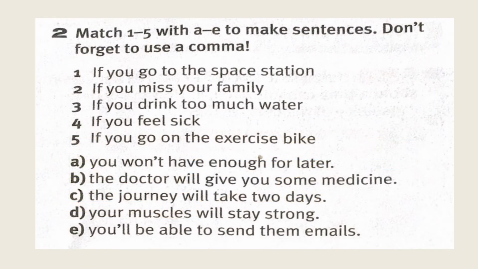Question 2. Match 1 to 5 with A to E to make sentences. Okay, dia suruh sesuaikan bagi ayat ni kepada dua bahagian. Nombor 1 sampai nombor 5 ialah bahagian situasi. Nombor A sampai E ialah bahagian result ataupun kesan dia. Jadi awak sesuaikan yang mana bersesuaian.